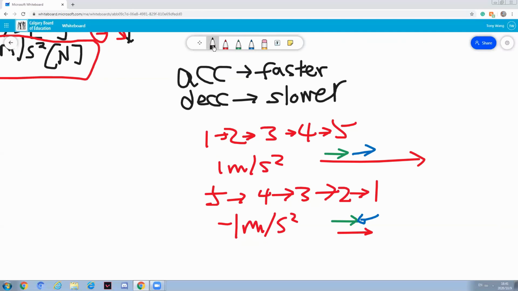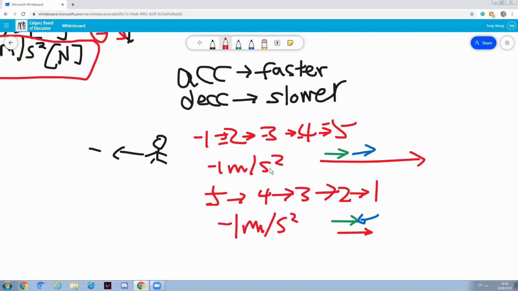So what if a person is traveling left? If they're traveling left, and I define right as positive, but every time they're moving faster and faster as they're going to the left, so the left is defined as negative. So this means -2 turns to -3 and -4 and -5. So that means acceleration will be -1 meter per second squared, okay?